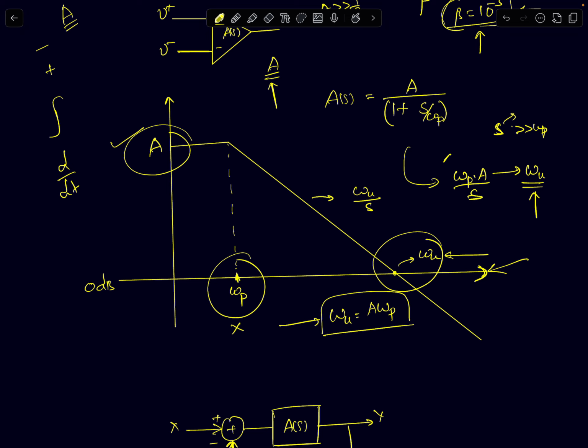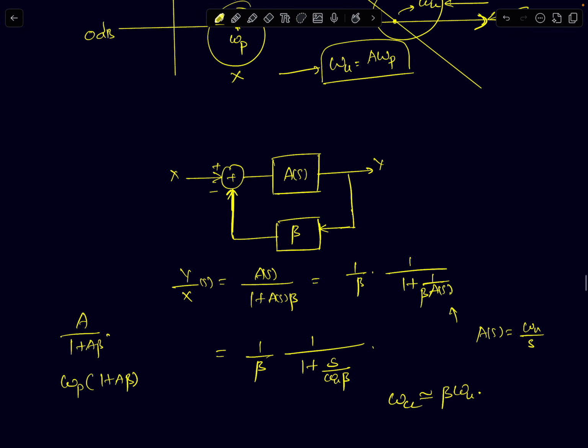Now before we start the analysis, I just want to quickly brush up your memory. If I have a negative feedback system that looks like this, the forward path gain is given by A of S. A of S is your op-amp's gain, given by A by 1 plus S by omega p. It's a single pole response, and we put it in negative feedback. We already discussed this, which is why I'm just going to quote the final result. The closed loop gain, assuming A beta is much greater than 1, can be approximated to 1 by beta times 1 by 1 plus S by omega u, where omega u will be omega p into 1 plus A beta.